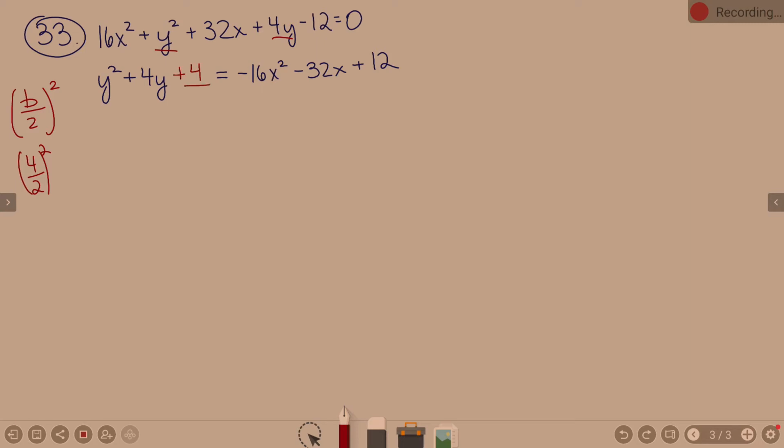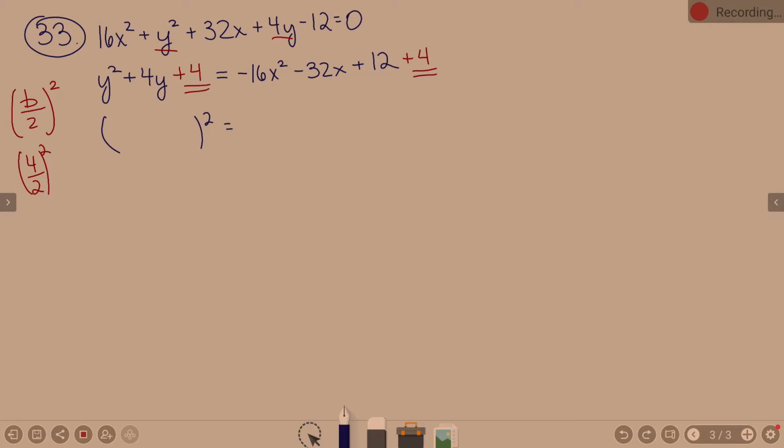2 squared is 4, so we're going to add 4 on the left. If I add 4 on the left, I'm going to add 4 on the right. In this case, because nothing was factored out, it's just a plain y squared, so we just add the regular 4 on both sides. As I always say, after you add that b over 2 quantity squared, you are now ready to factor. Once you complete the square, our job is to factor.